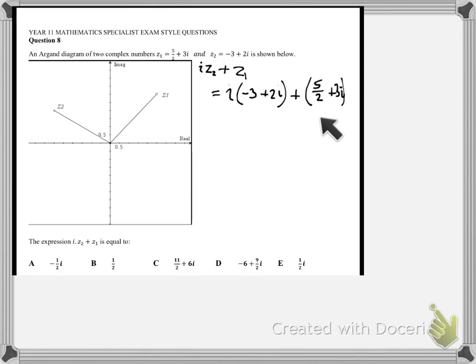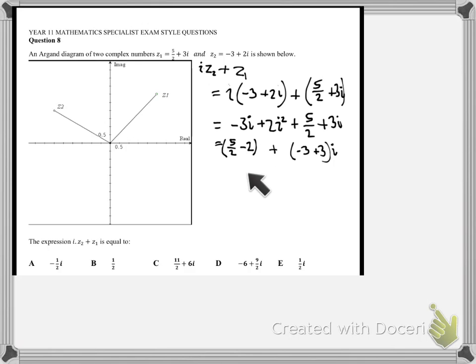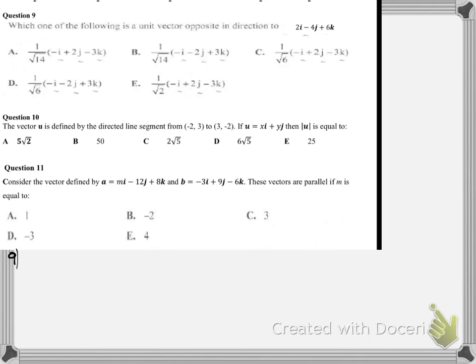So set it up like this, i times the first complex number, negative 3i plus 2i squared. Well, there's something to notice. And that becomes a negative 1, so I've put a negative 2 there. And I've collected my real parts, 5 on 2, subtract 2. And then the imaginaries, negative 3i plus 3i. And we get a half. 5 on 2 take 2 is just a positive a half. Voila.